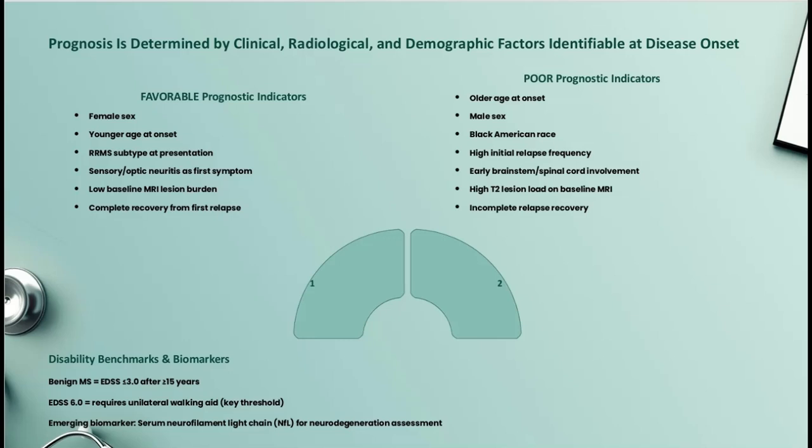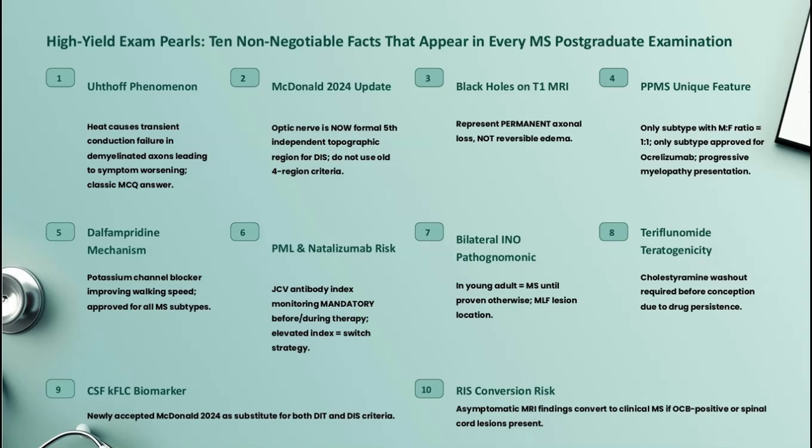Historically, the term benign MS has been used for patients with minimal disability after many years, though this label is increasingly debated. In terms of disability scoring, the Expanded Disability Status Scale, or EDSS, remains widely used. An EDSS of 6 is an important clinical milestone because it indicates the need for unilateral walking assistance. Increasingly, biomarkers such as serum neurofilament light chain may help monitor neurodegeneration and prognosis. Let's finish with the high-yield facts examiners love.